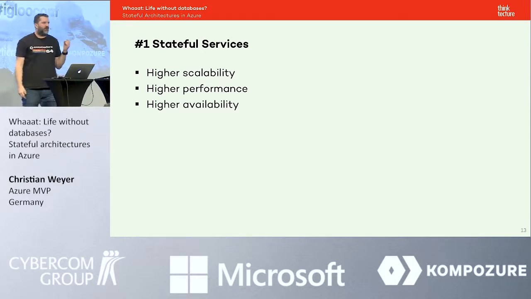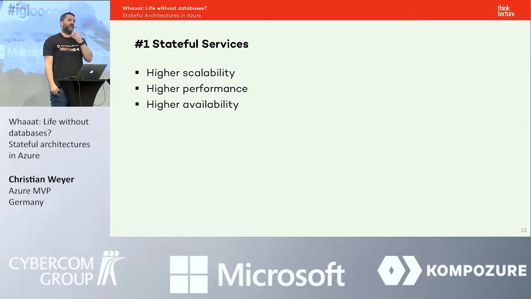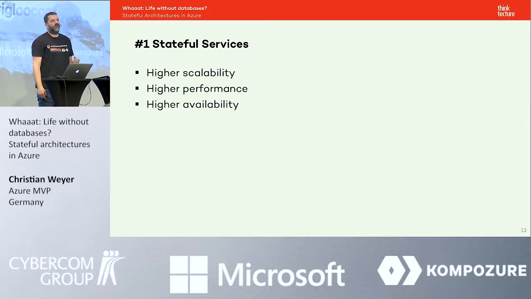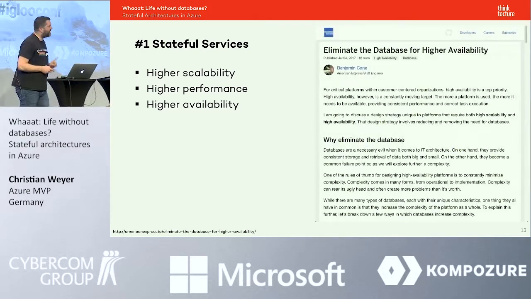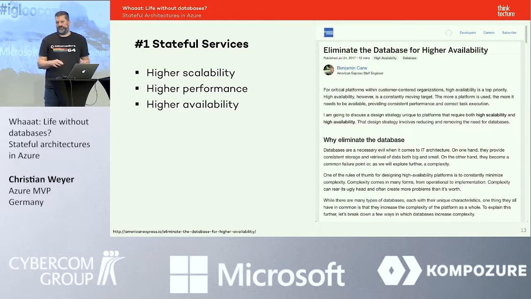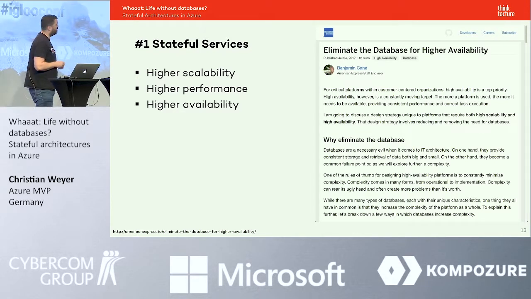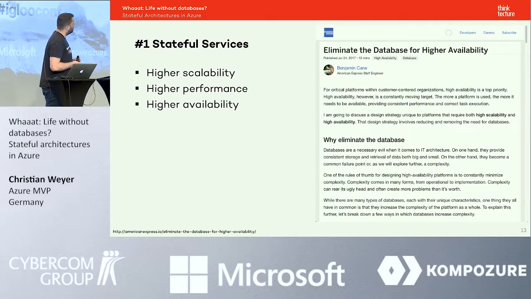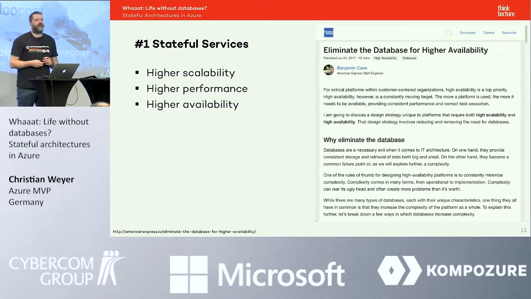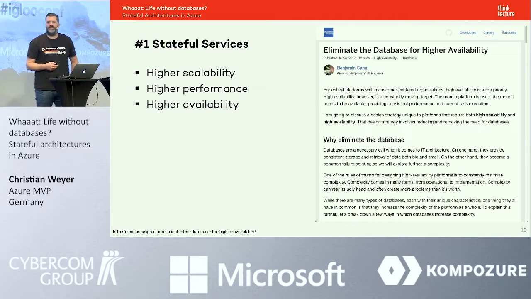And of course, when we're talking about cloud-based architectures, when we're talking about business solutions, business software running in the cloud, we want to be able to provide a very, very high degree of availability. So there is a very interesting article, and I urge you to read it maybe tonight, after the first beer, or maybe before the first beer. It's about how to eliminate the database for higher availability from the American Express IT department.